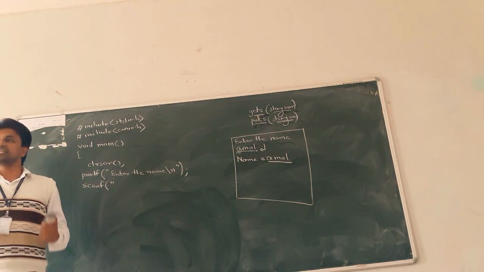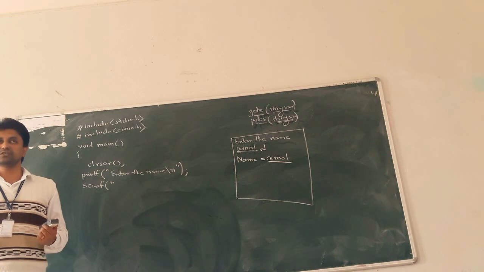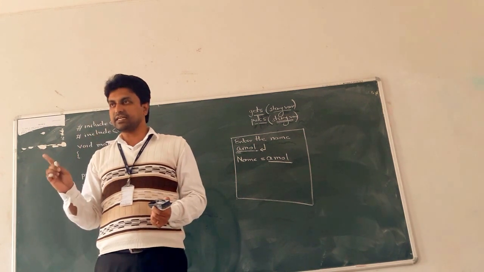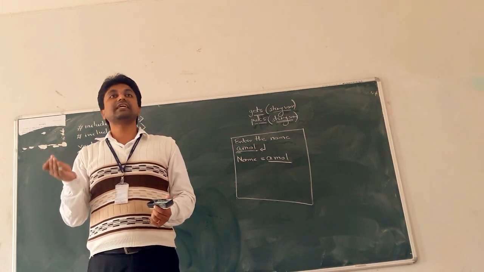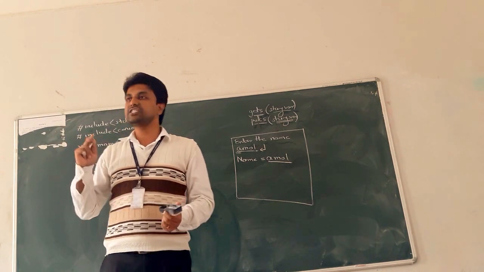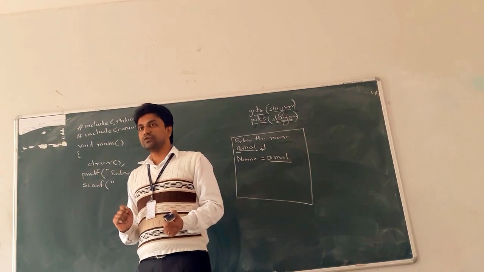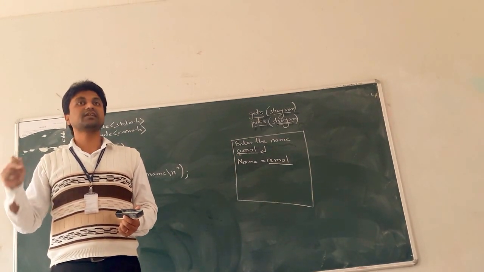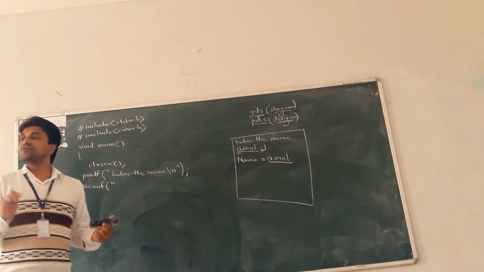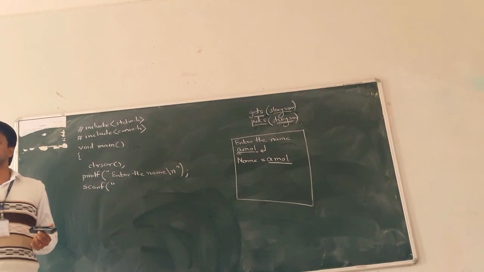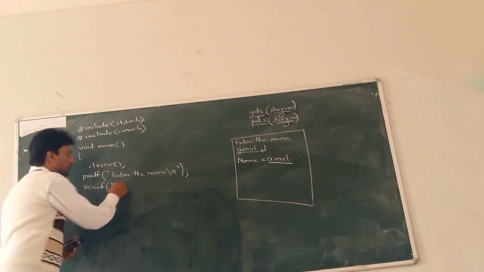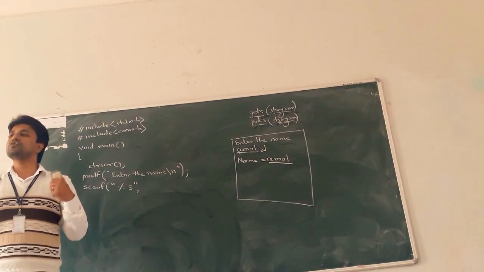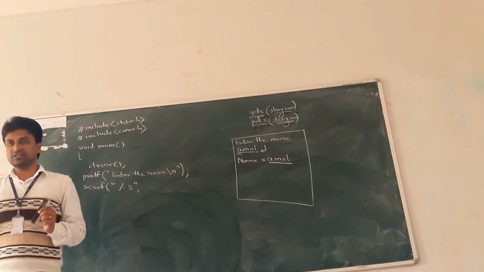For scanning the string, which formatting type we have to use? %s. %c for scanning a single character. %d for scanning decimal, that is integer value. %f for scanning float value. %lf for scanning long float, means double. For scanning the string we have to use %s. So use %s, double quotes complete, comma, where we want to store the value, some string variable.